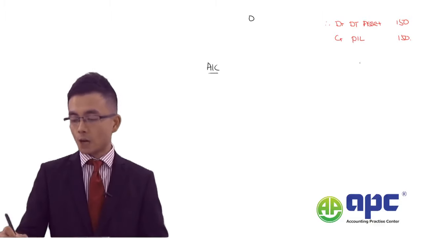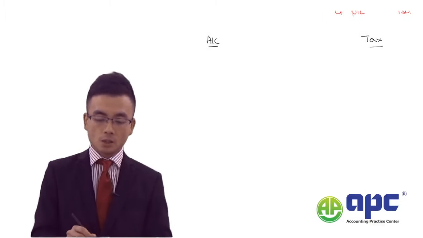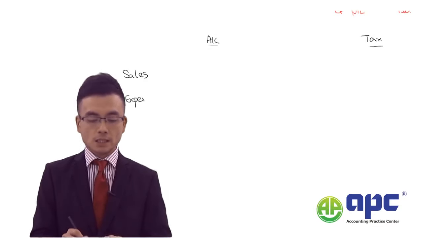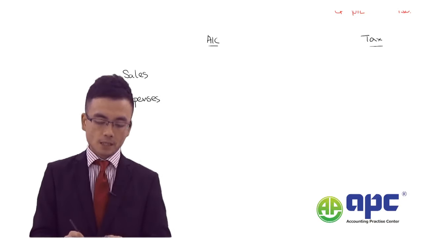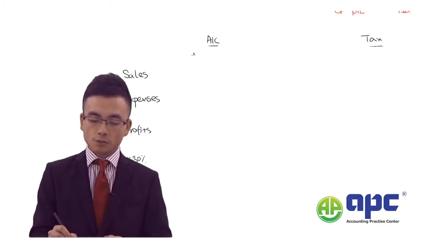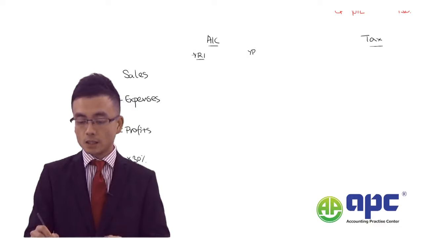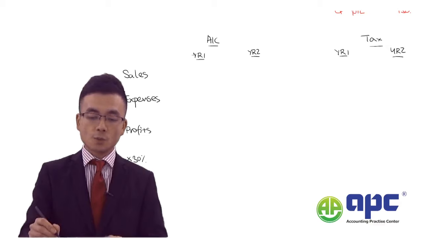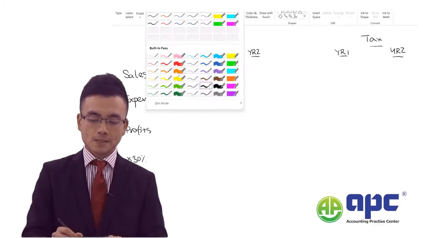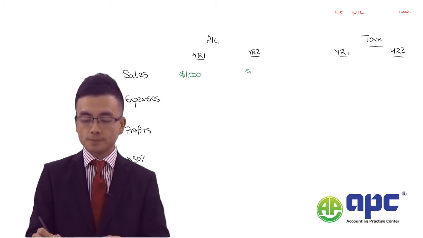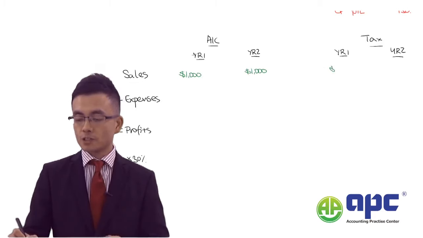Okay, so first of all, we've got the accounting books and we've got a tax book. We've got sales revenue and minus any expenses related to it, and that will be profit. And we times by 30% of the corporate income tax rate. So you also have got year one and two. So let's assume a few figures here. Now, originally, we've got $1,000 of the revenue at both sides.